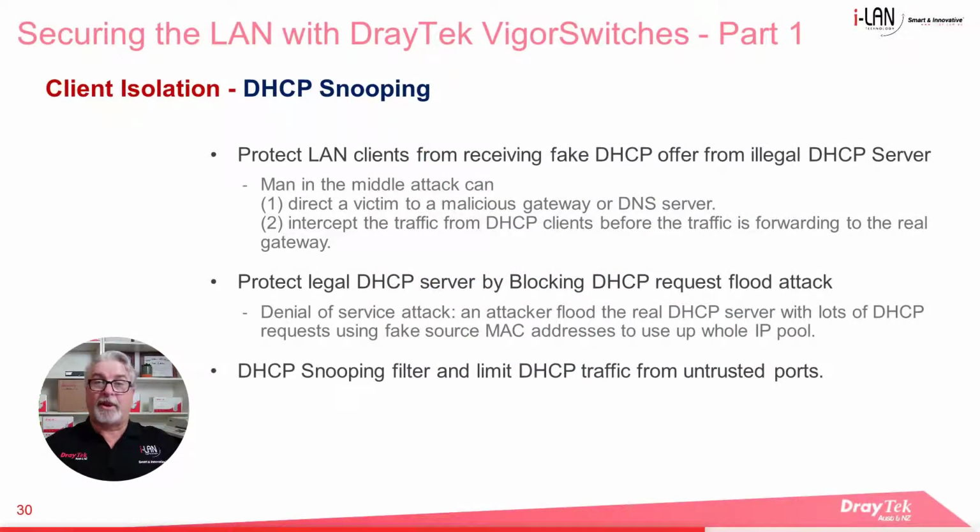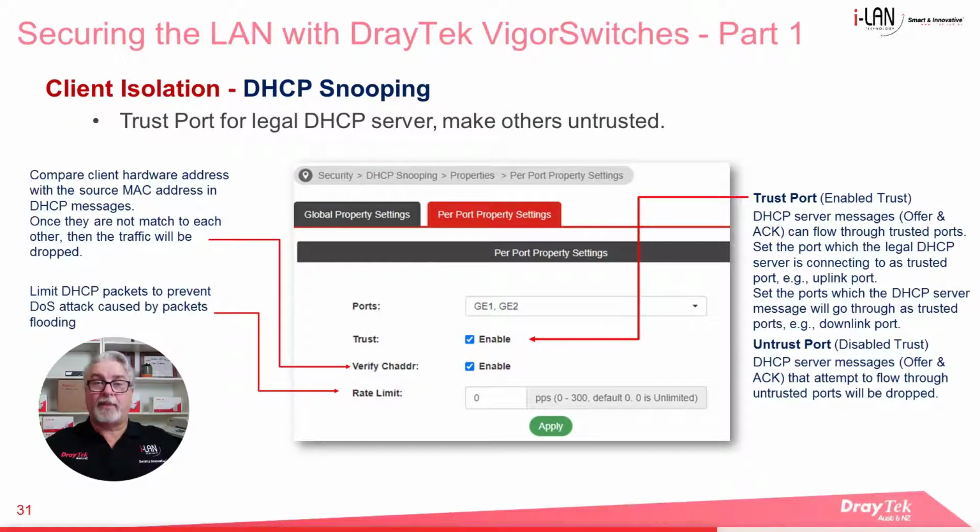Let's now look at DHCP snooping in more detail. DHCP snooping will prevent unauthorized DHCP servers from servicing DHCP requests on the LAN. It will also prevent man-in-the-middle attacks, which may redirect clients to a malicious gateway or DNS server. DHCP denial of service attacks are also blocked. To configure DHCP snooping, we need to set up the trusted ports for valid DHCP servers. This allows DHCP server messages, offer and ACK to flow through the trusted ports. These messages will be blocked through untrusted ports. In this example shown here, we've selected GE1 and GE2 as trusted ports, and all others will be untrusted.